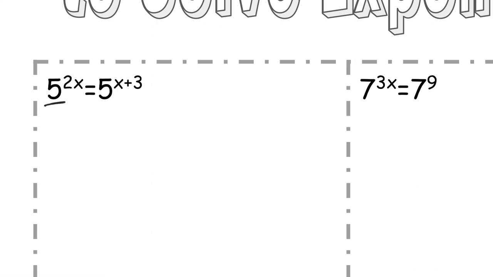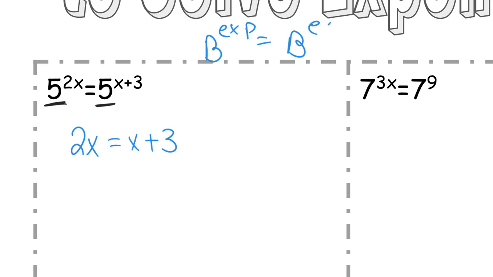So if you get them to the same base, then you can drop the bases and just set the exponents equal to each other. Okay. How do you get the same base? You see how the 5 and the 5 are the same? That is the base. If these bases are the same, then you can get rid of the bases and just bring the exponents down. Then we subtract the x and we end up with x equals 3.